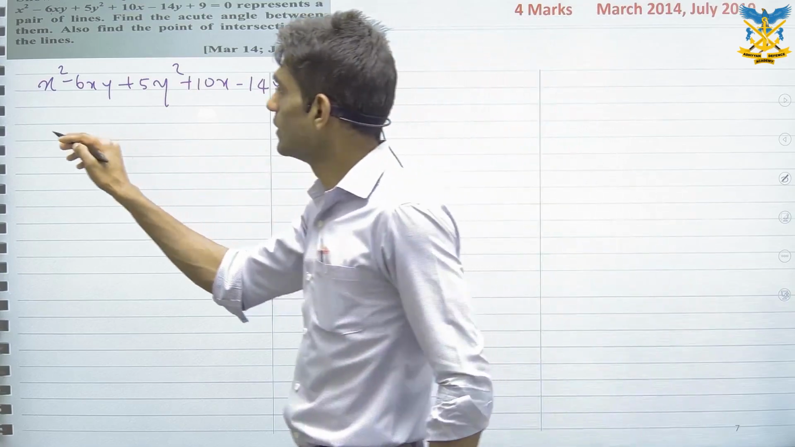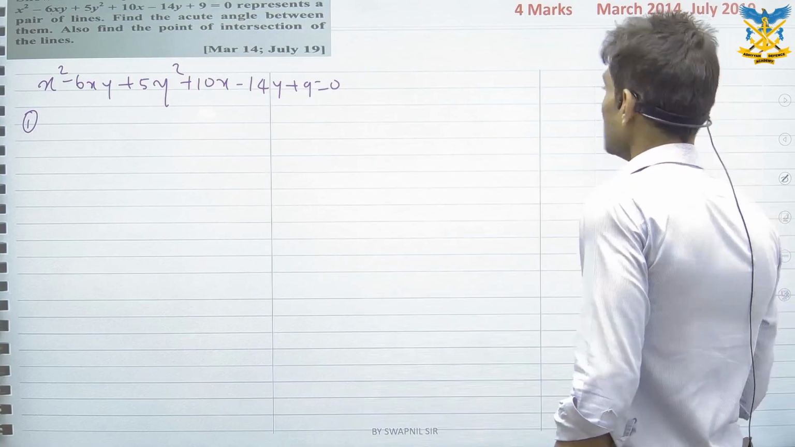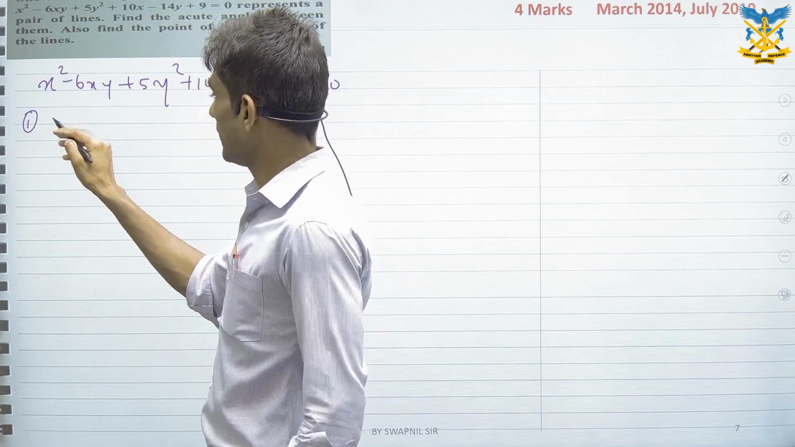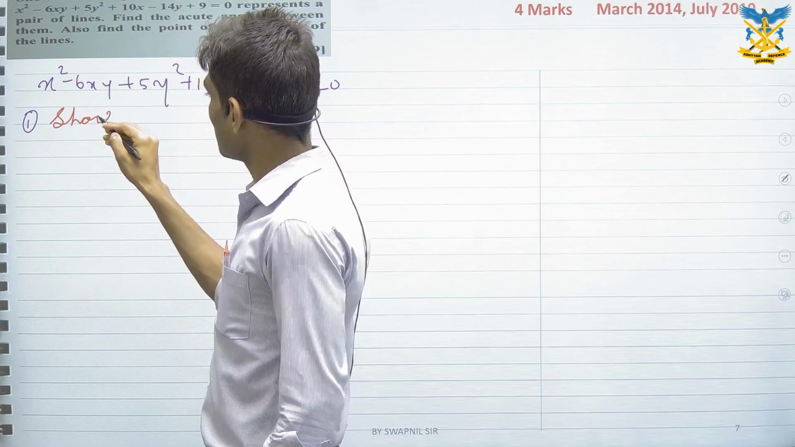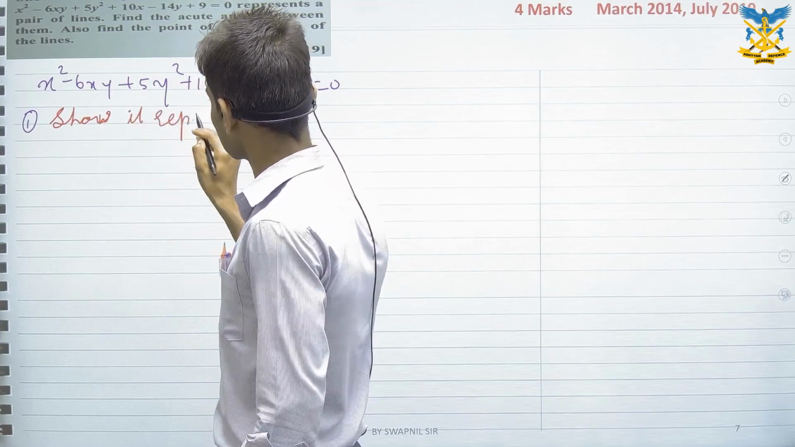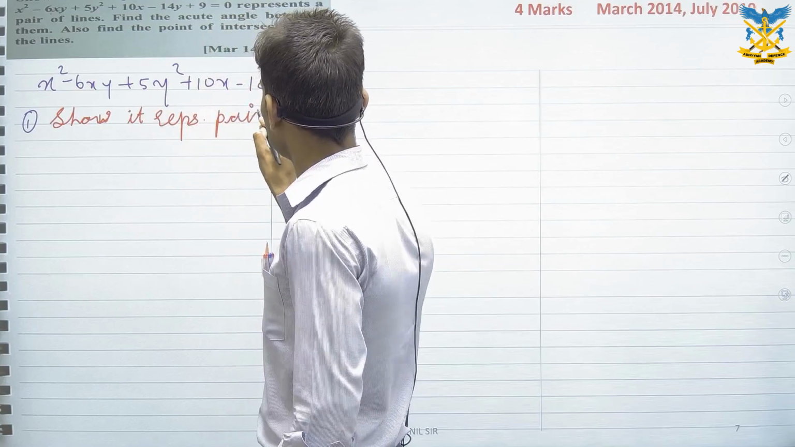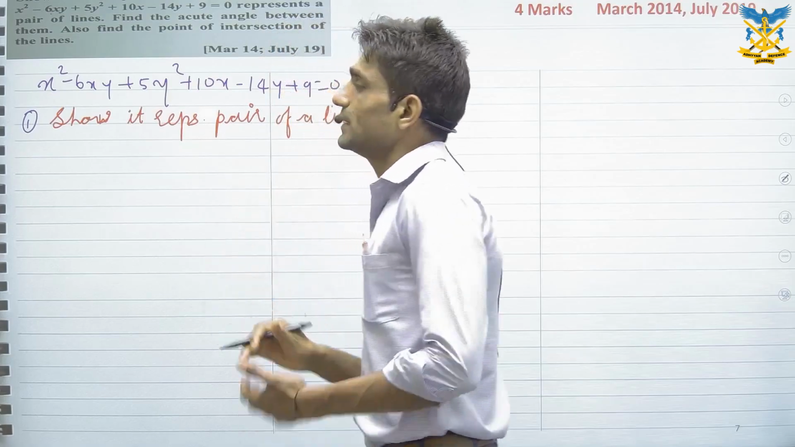This one is given as the general equation, and we have to show our first claim. What is the first claim? We have to prove that this represents a pair of lines. We have to show that it represents a pair of lines.